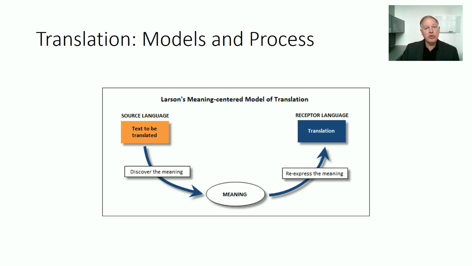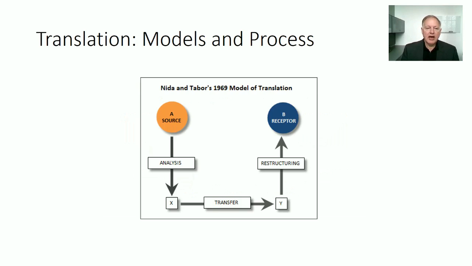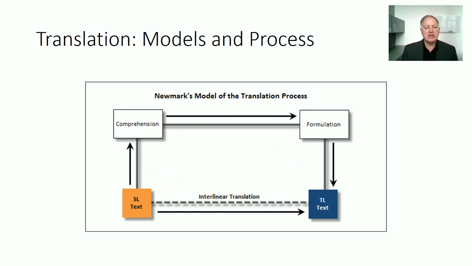The translator's job is to reformulate, restructure, re-express the meaning in the receptor language in forms that are appropriate for the target language. So again, with Larson, meaning is held constant. We sort of deconstruct the source text, figure out what it means, and then we reconstruct that same meaning using the appropriate target language forms. Another model by Eugene Nida here, similar, right? He's showing how that determination of meaning involves analysis and then transfer and restructuring into the target language. So a similar sort of sequence and process.